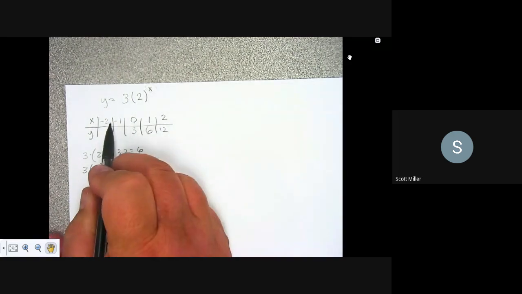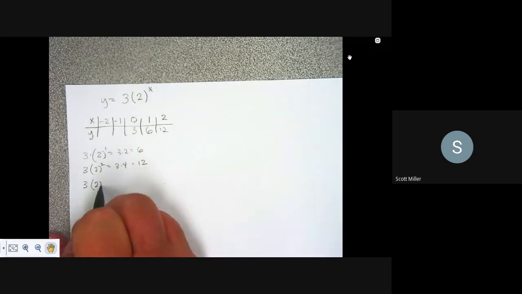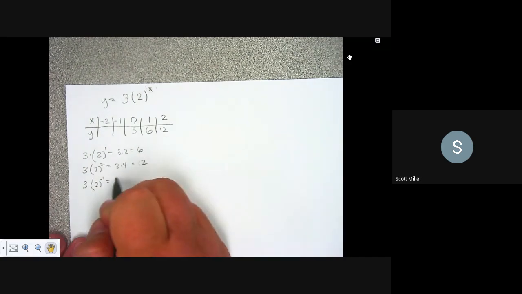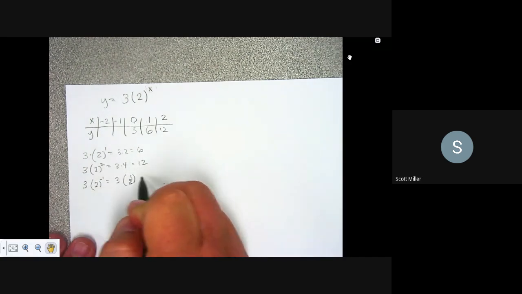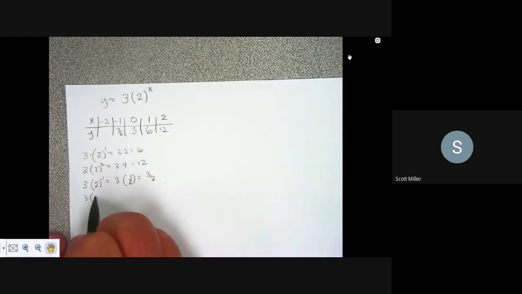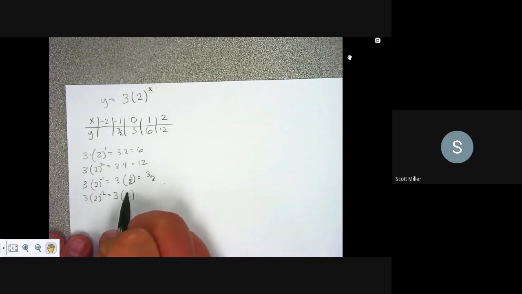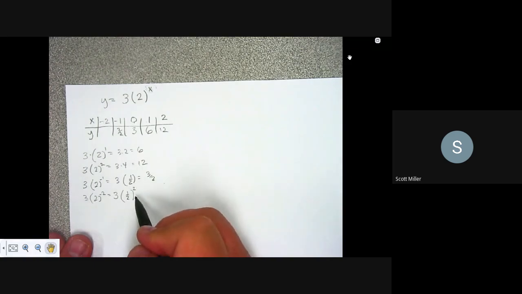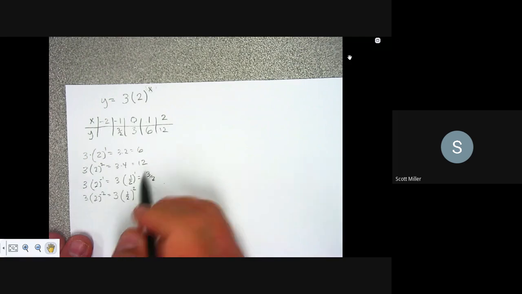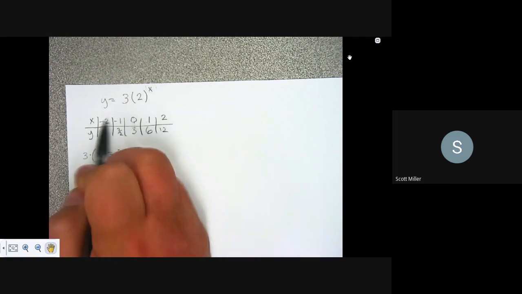And then we do these over here, the negative ones. 3 times 2 to the negative 1. Well, a negative exponent makes this flip over itself. So this becomes 3 times 1/2, or 3 over 2. And then we do the next one, 2 to the negative 2. So this becomes 3 times 1/2, and then the exponent turns positive. When you flip it over, the exponent turns positive. This was a positive 1 up here. And then 1/2 squared is 1/4. So this is 3 times 1/4, which is 3/4. And we write that in there.